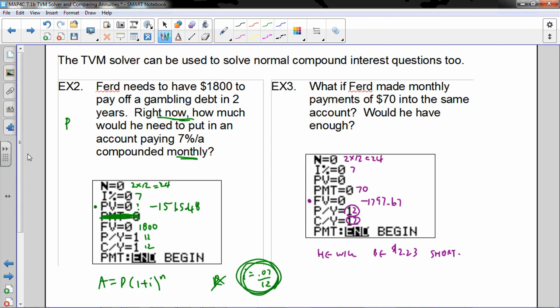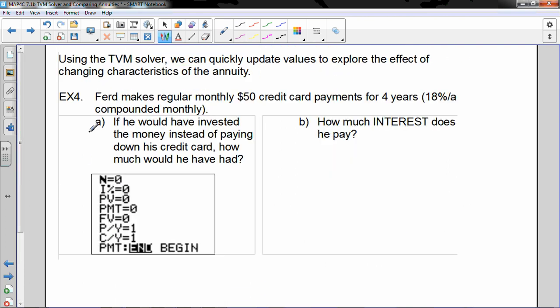Good. Okay, what's next? Using the TVM solver, we can quickly update values to explore the effect of changing characteristics of the annuity. So this idea of, I'm making some investment, what happens when I switch just a little bit? Now Ferd is paying down his credit card, and he wants to minimize the amount of money that he's paying on his credit card. Now this is a little bit of a strange question, but we'll get into it.